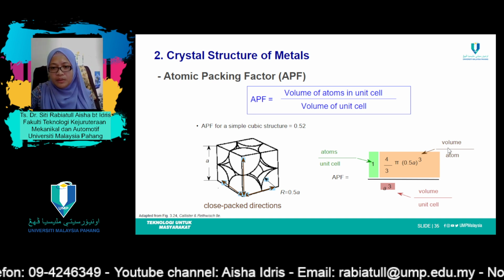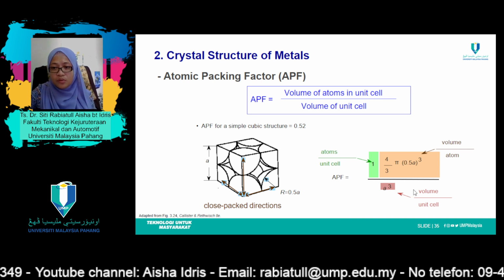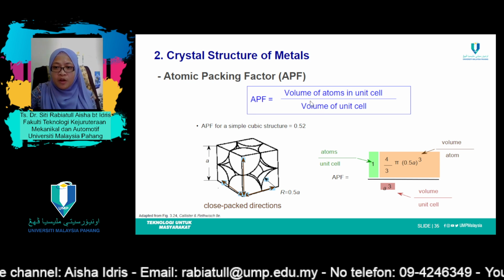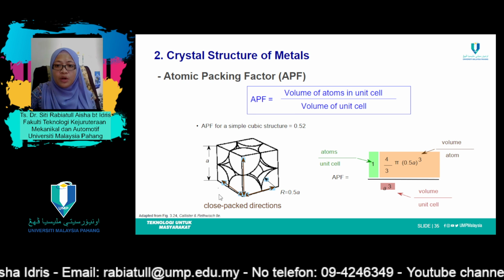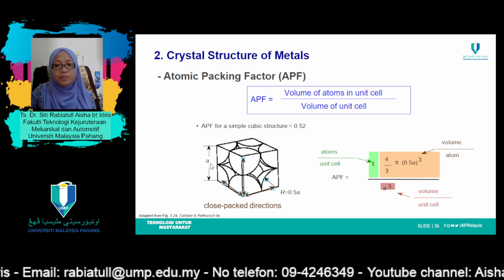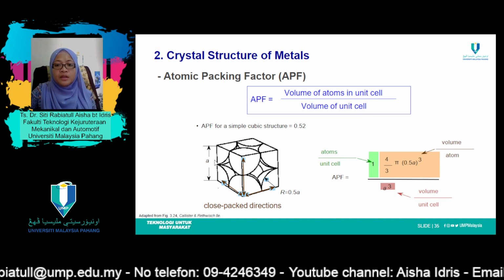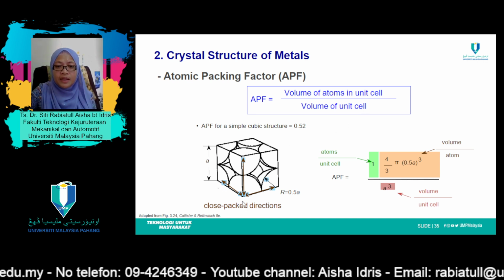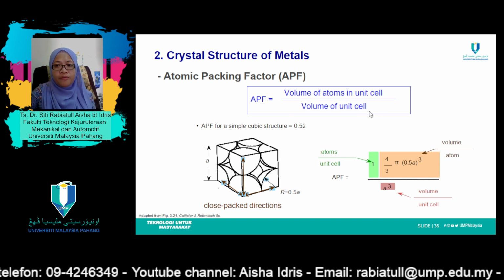For example, for the simple cubic here, how do we calculate this? For the volume of the unit cell, the volume for a cube is very simple, which is a to the power of 3. A times A, A times A times A. So you get a to the power of 3. That is the volume of the unit cell.